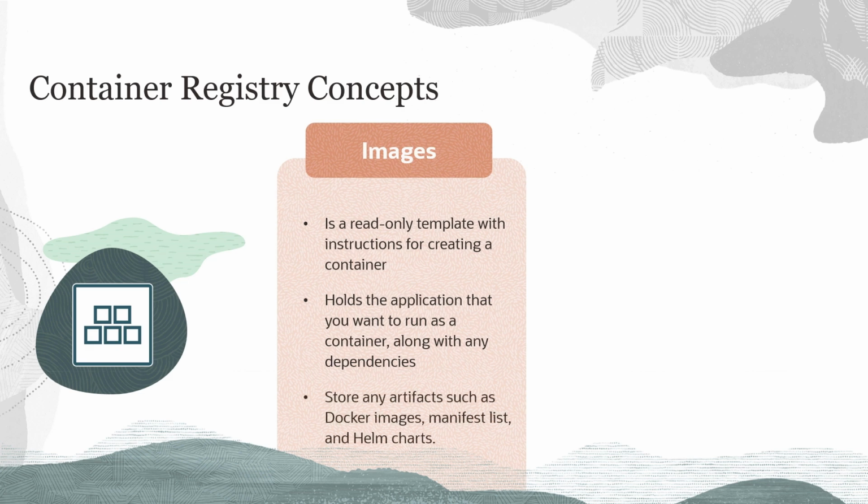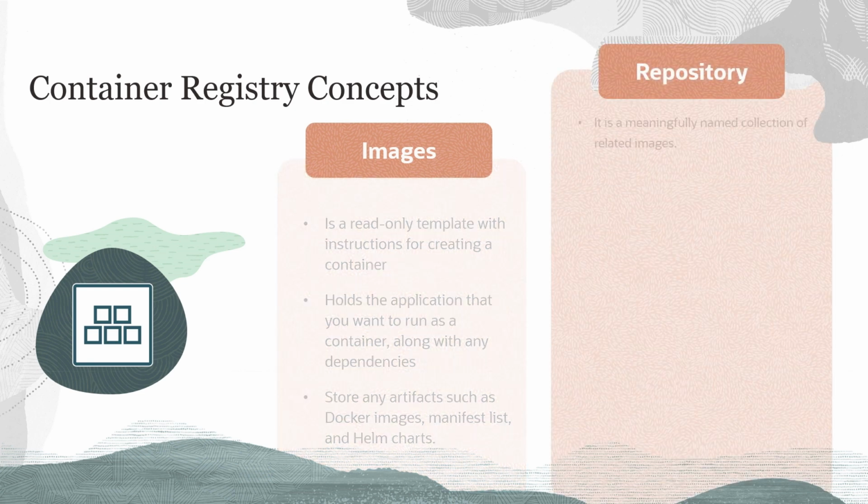Container registry is an Open Container Initiative compliant registry. As a result, you can store any artifacts that conform to Open Container Initiative specifications, such as Docker images, manifest lists, sometimes also known as multi-architecture images, and Helm charts.